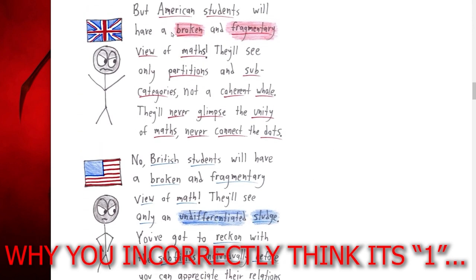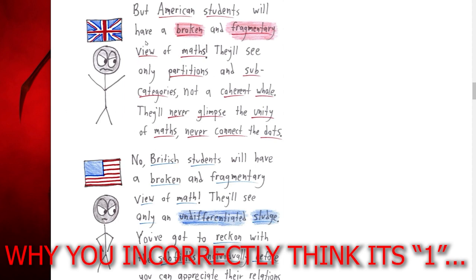But American students will have a broken and fragmented view of maths. They'll see only partitions and subcategories, not a coherent whole. They'll never glimpse the unity of maths, never connect the dots. This is actually true. There's a lot of Americans that do not understand there are two or more types of math.